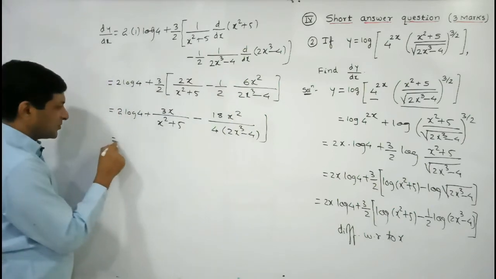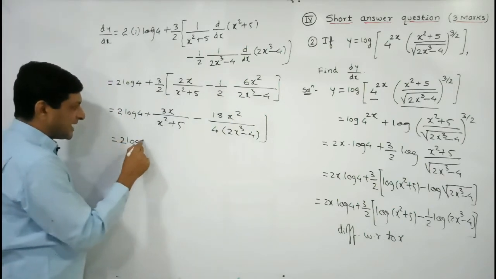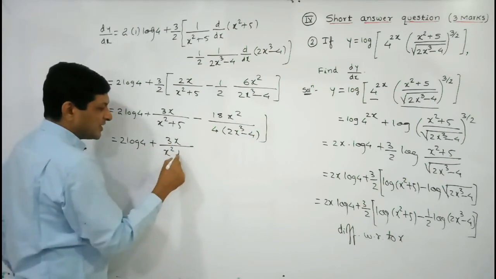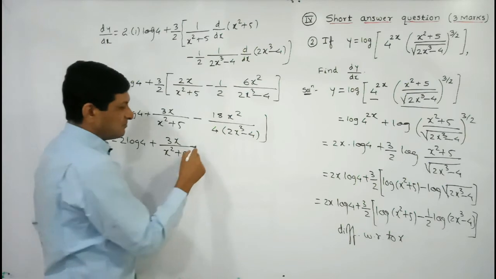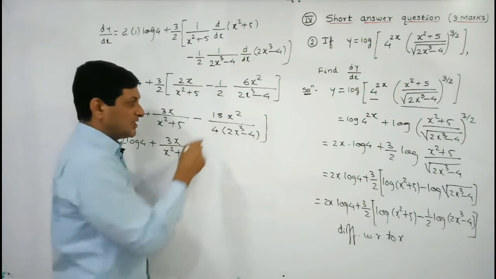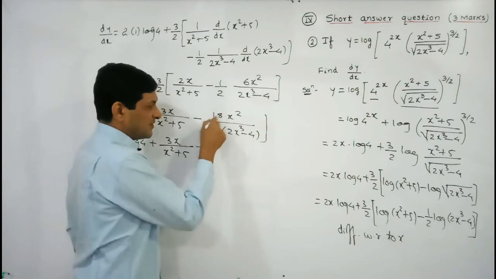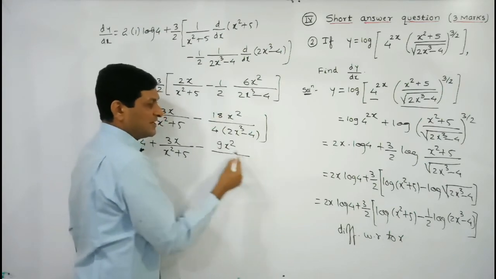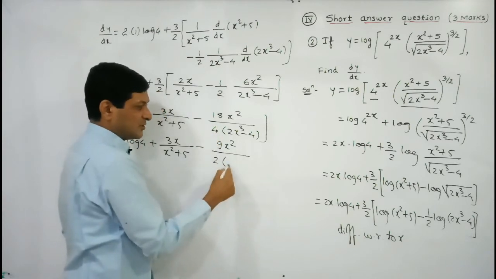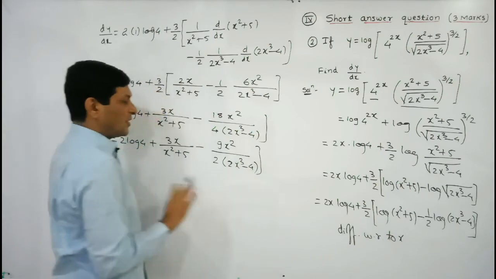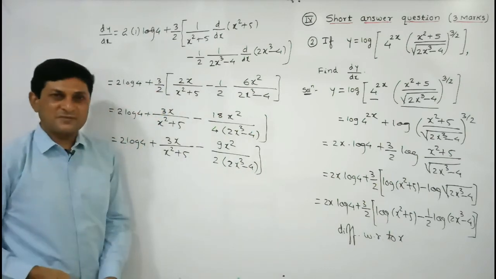So which is equal to 2 log 4, keep it as it is, plus 3x divided by x square plus 5 also as it is, minus, here both the numbers are divisible by 2. So if I am dividing the numerator by 2, 2 9s are 18, and if I am dividing the denominator by 2, here we will get 2 into 2x cube minus 4. In this way we have got the differentiation of this function.